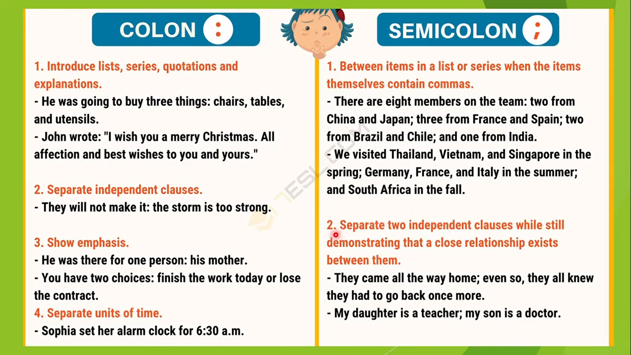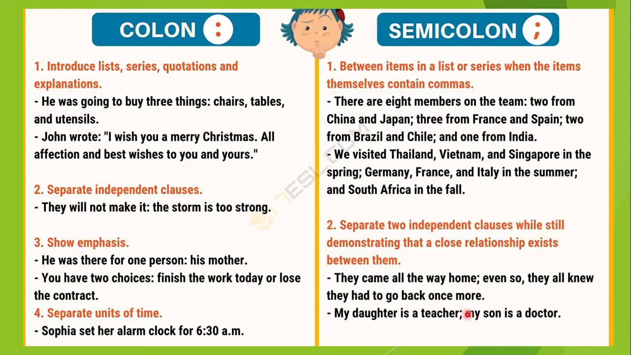Okay. So the number 2 is that separate two independent clauses while still demonstrating that a close relationship exists between them. So they came all the way home, even so they all knew that they had to go back once more. So again, I'm using here conjunction, and I put my semicolon and I connect this sentence to this one.